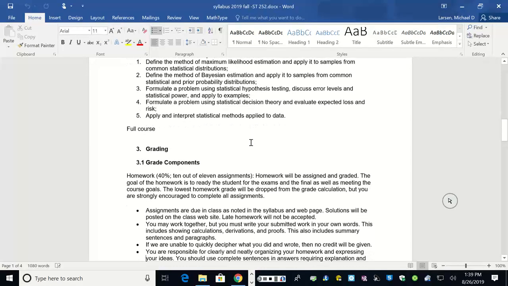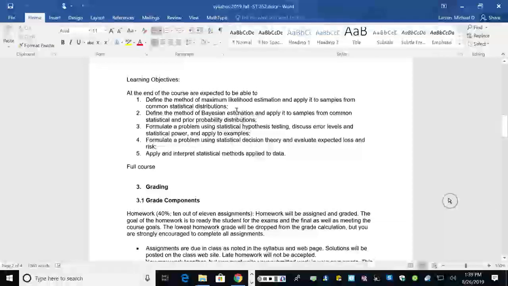Some learning objectives: to understand the basic ideas behind some of those, be able to formulate some hypothesis scenarios, to make some confidence intervals and apply some of these to data, looking at some of the underlying assumptions that are there to use in a reasonable way.